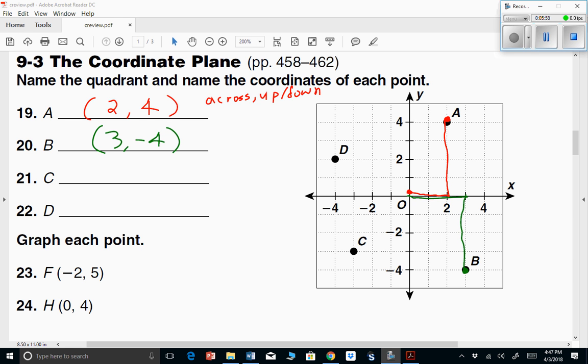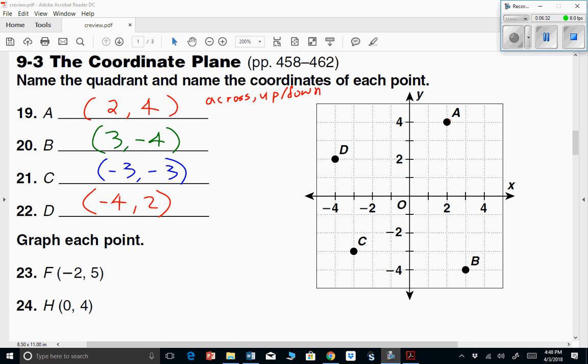Letter C is right here. Start at the origin, across to -3, down to -3. -3, -3. Point D is right here. Start at the origin, across to -4, up to 2. -4, 2. Okay, then we're also supposed to plot some points.